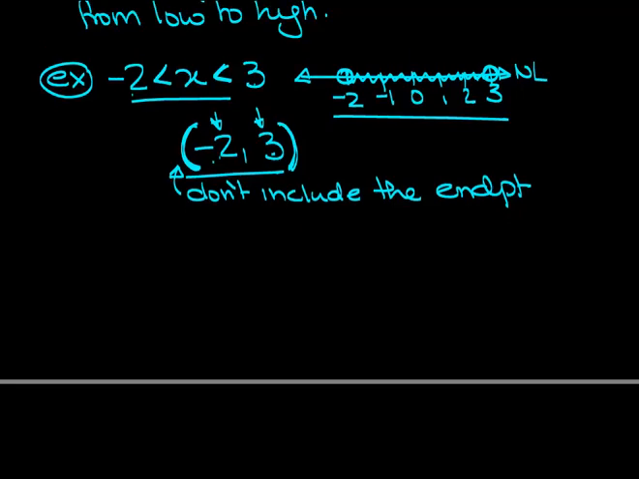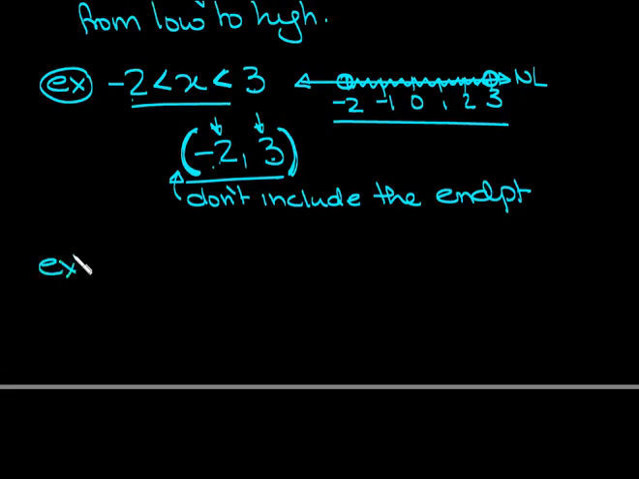Here's another example of an interval. By the way, since neither endpoint is included, this interval is called an open interval. We call it an open interval whenever neither endpoint of the interval is included.